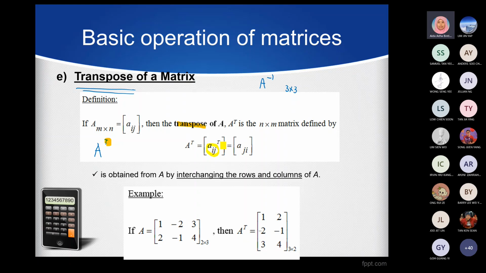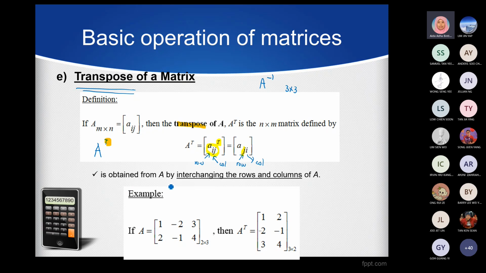So when we do the transpose, you can see here, previously the J here is the number of columns, but now your J here becomes the row. Okay, so this is your I here, previously a row, but now this becomes the column. So it's okay, no problem. If you do not understand here, we look at an example.